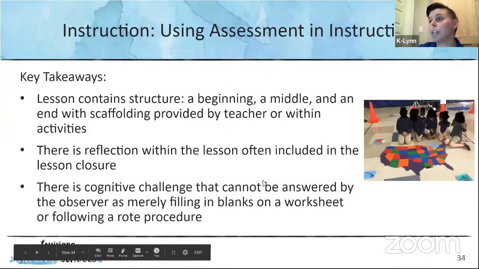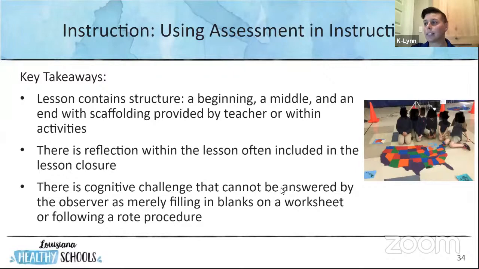All right, finally, using assessment and instruction, the key takeaways. The lesson contains the beginning, which is that instant activity, a learning focus where we're really focusing on something specific, and it doesn't have to be a skill. What we're learning can be a tactic or a strategy of a game, or what we're learning can be teamwork. So we have a lot of times where the whole lesson is just on group building activities, and then it has an end with a closure. There is reflection within the lesson. Often we do this at the lesson closure, but this can be during activities, in a journal or on a worksheet. And then finally, there's a cognitive challenge that can't just be answered by filling in a worksheet.